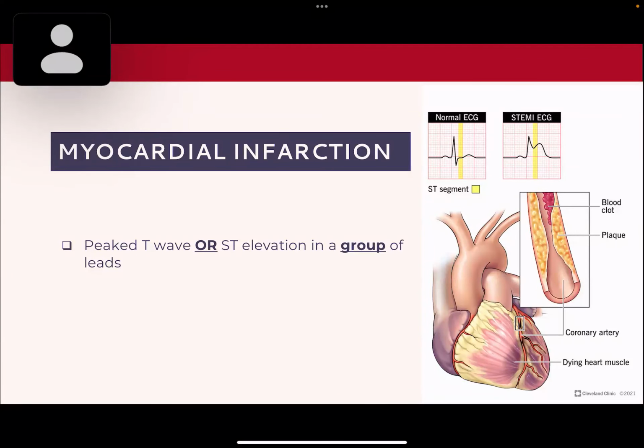MI is delineated by an ST elevation. We said if the ST segment is elevated by one small square in a group of leads, then we would start thinking of a possible myocardial infarction or heart attack. And this is usually caused by a blockage of the coronary arteries, which causes less blood supply to the myocardium, leading to death of the myocytes. And then you get those changes in the ECG. And that's why the ECG is very helpful in telling us what is going on with the heart.